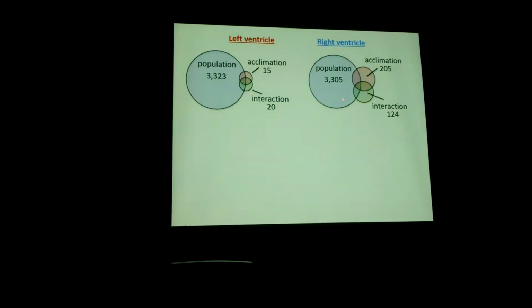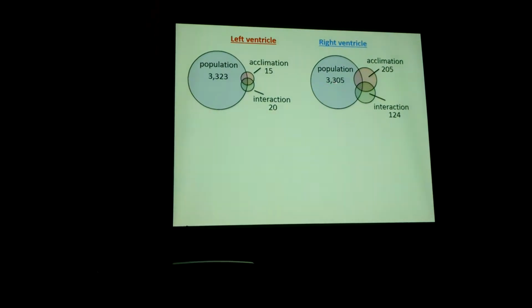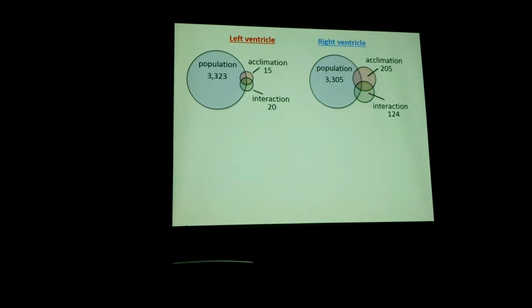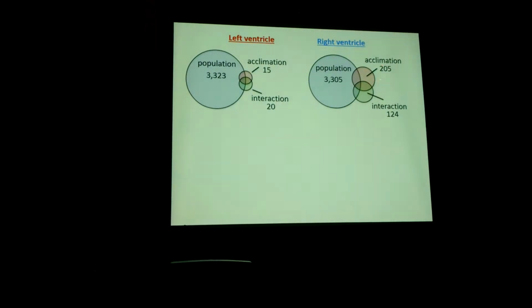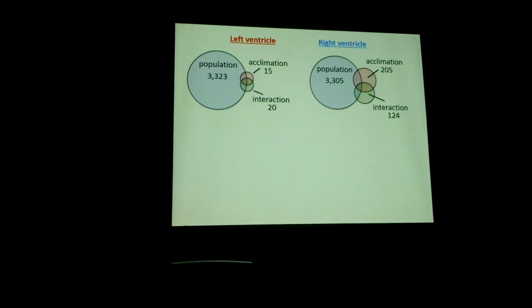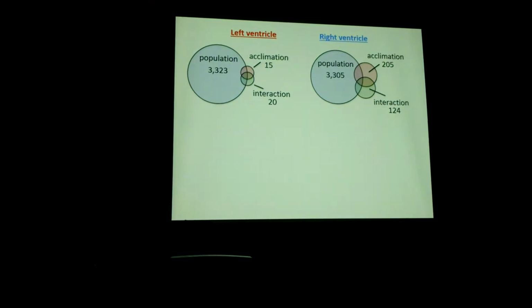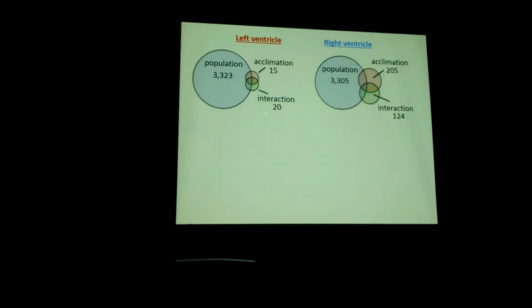When we look at the right ventricle, maybe not surprisingly, we see the same overwhelming signature of population differentiation. Okay, so there's clearly very strong constitutive differences in expression between the ventricles of a highland and a lowland deer mouse. In the right ventricle, we see more genes are responding to acclimation, and there are also a large subset of genes that exhibit this interaction effect. So more so than in the left ventricle.